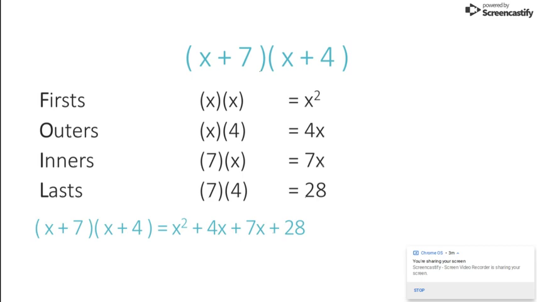And we're going to add those all together. But we're going to find that we have 4x and 7x, and we know that those are like terms and can be combined. So simplifying that, we find that the quantity x plus 7 times the quantity x plus 4 equals x squared plus 11x plus 28.